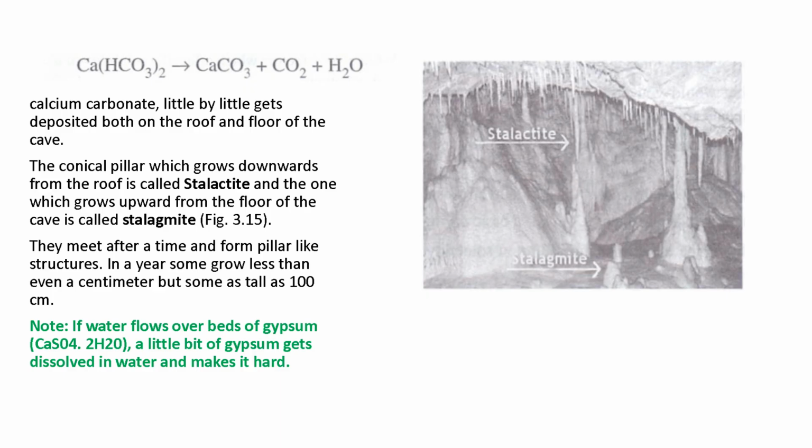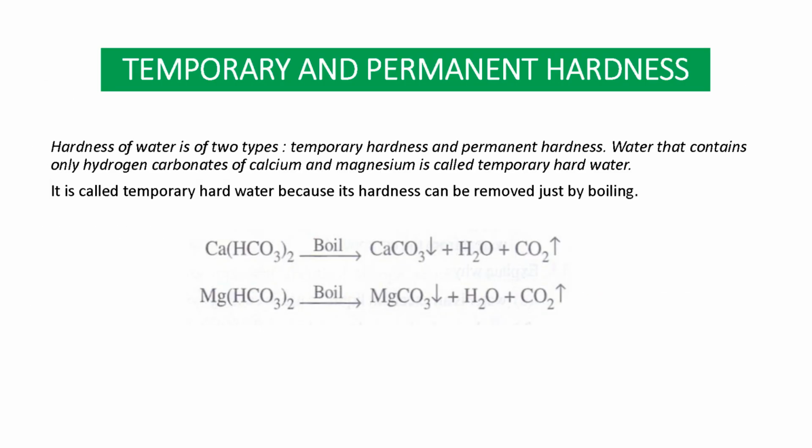Then we come to the next topic, temporary and permanent hardness. What is temporary hardness and what is permanent hardness? Hardness of water is of two types, temporary hardness and permanent hardness. Water that contains only hydrogen carbonates of calcium and magnesium is called temporary hard water, and it is called temporary hard water because its hardness can be removed just by boiling.